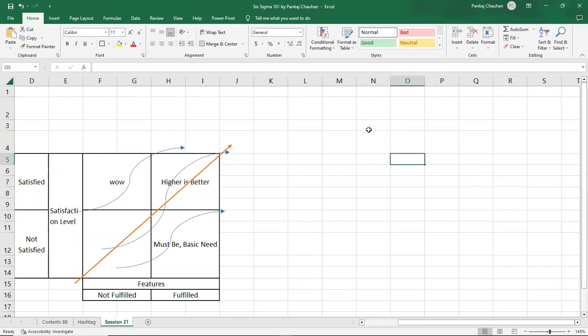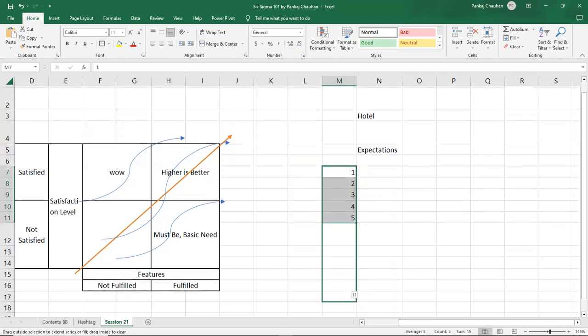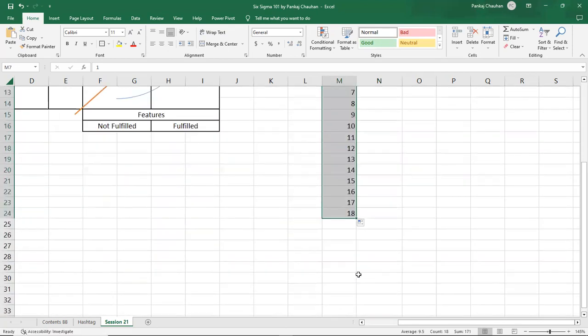Let's take an example. I hope everyone travels, and I'm going to take an example of a hotel. In a hotel, when you go as a customer, you check in, so you have some expectations. If I look from your point of view, what are the expectations that you have? So probably you will say that, just listing down some numbers here. So maybe a couple of requirements we will just brainstorm and write down here. Maybe let's make it 20.